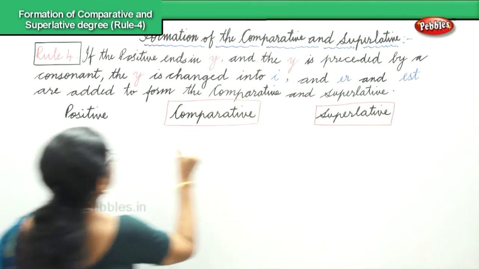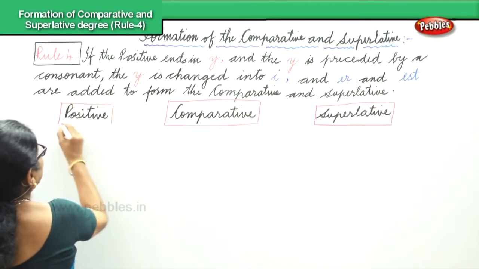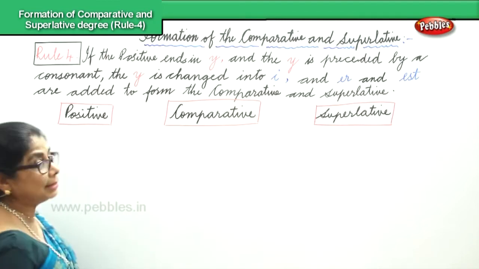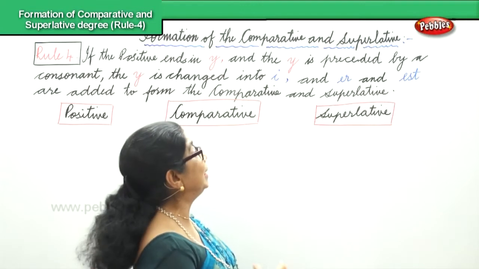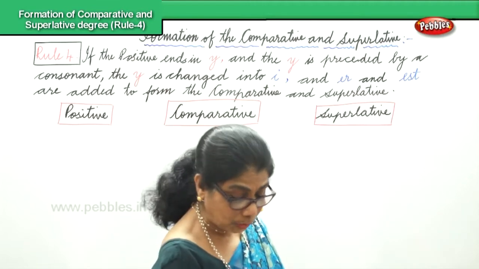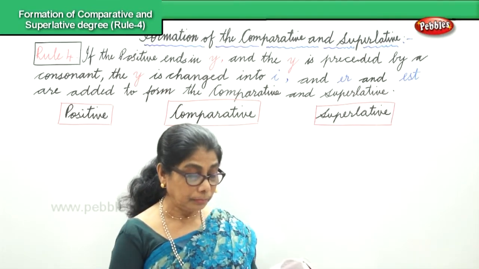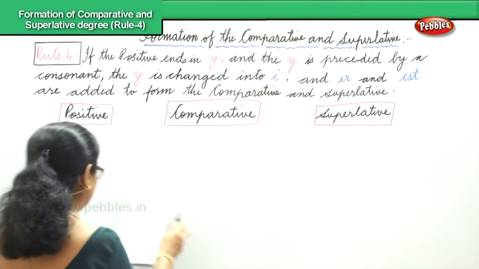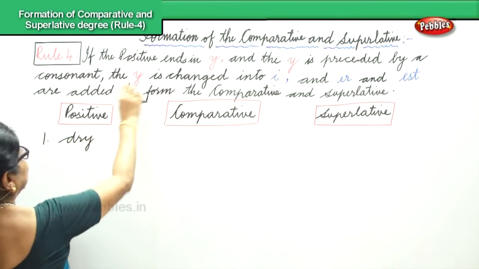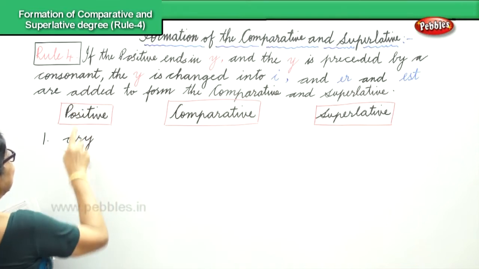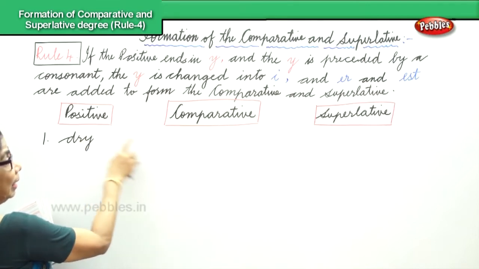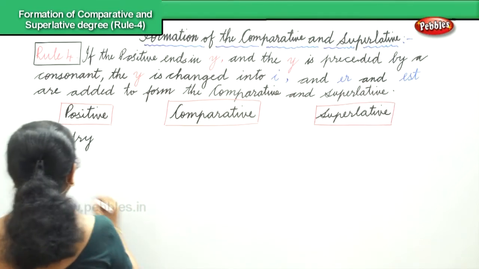What does rule number 4 say? If the positive ends in Y and Y is preceded by a consonant, Y is changed to I, then you add ER and EST in the formation of comparative and superlative. Let's look at the words I have here for you. Now, the first one is dry. The positive ends in Y and it's preceded by a consonant R. Then what happens? The Y is changed into I and then ER is added.